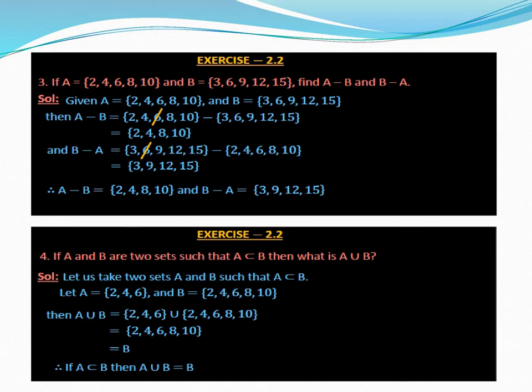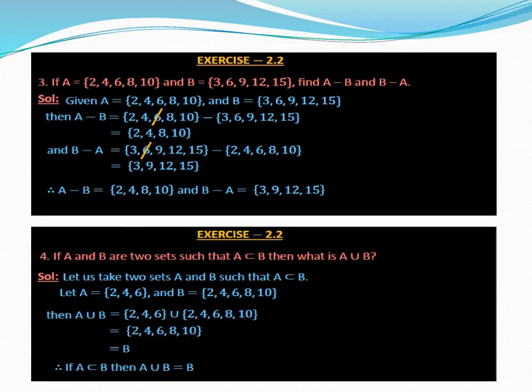So we can write 2, 4, 8, 10. Why? Because you don't write 6. 6 is also present in set B, so we remove that element. Now the remaining elements of set A you write for the answer. So A minus B equals 2, 4, 8, 10.